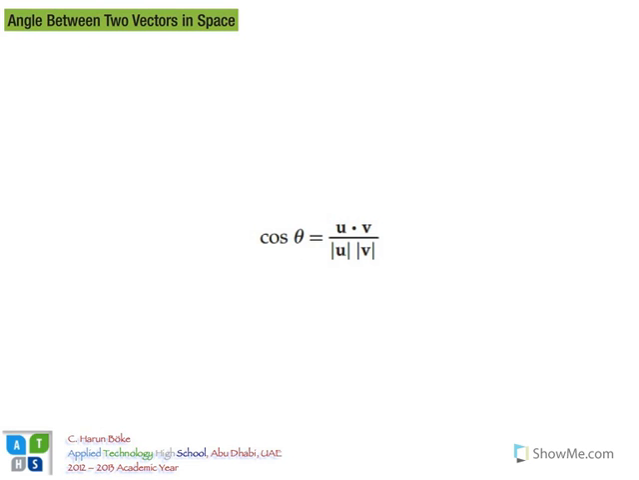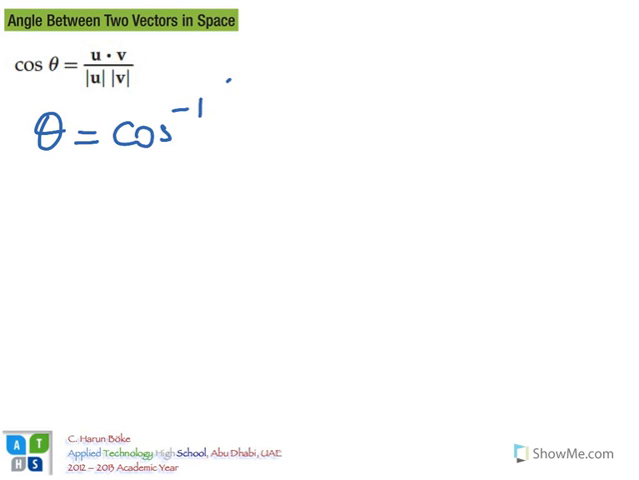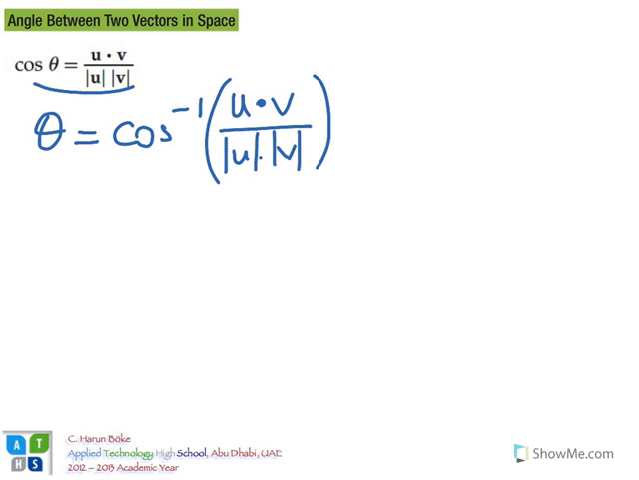As we did with vectors in the coordinate plane, we can modify this formula so that theta equals cosine inverse of u dot v divided by the product of the magnitudes of u and v. Instead of going through the first form, you can directly use this formula to find the angle. Now let's see an example.